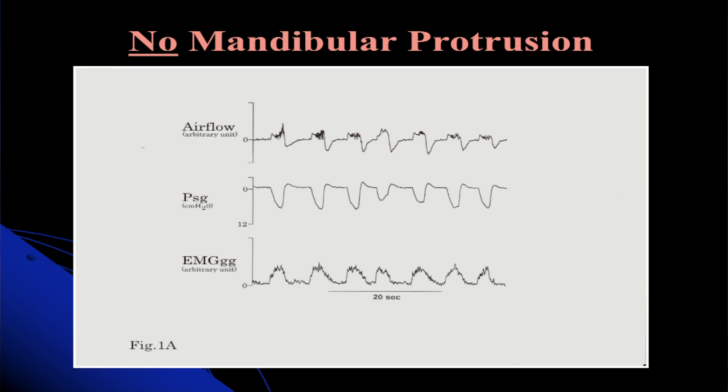And then each time the pressure drops, the tongue is stimulated and activated. To what? To come forward, to stiffen up, to clench. That's the clenching. All right? So this patient has no mandibular protrusion, and this is what was recorded.